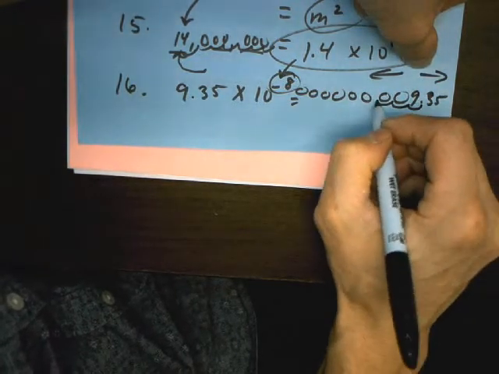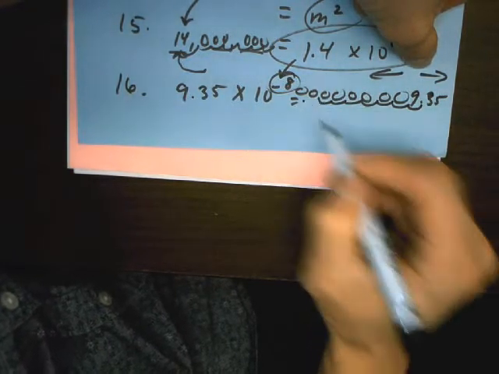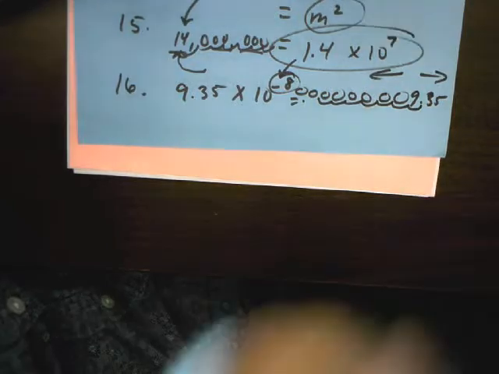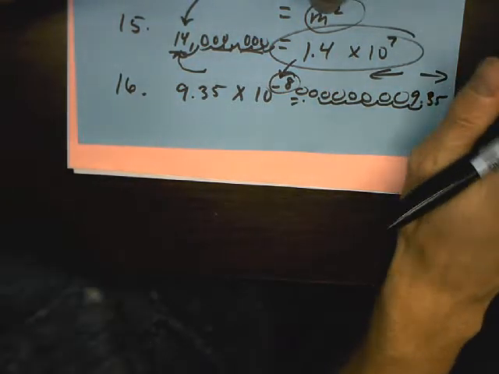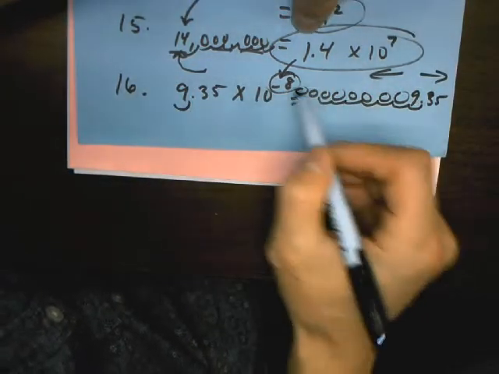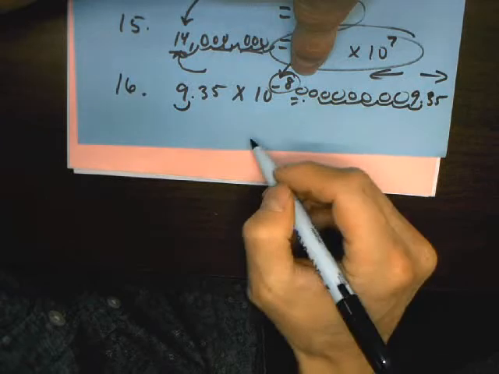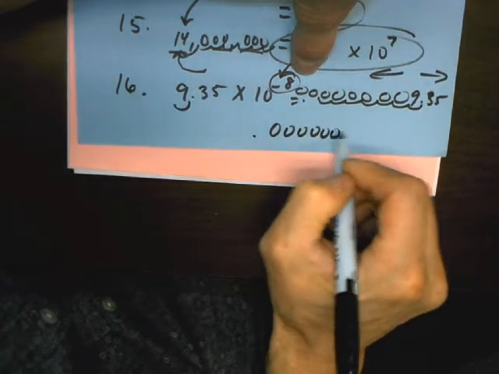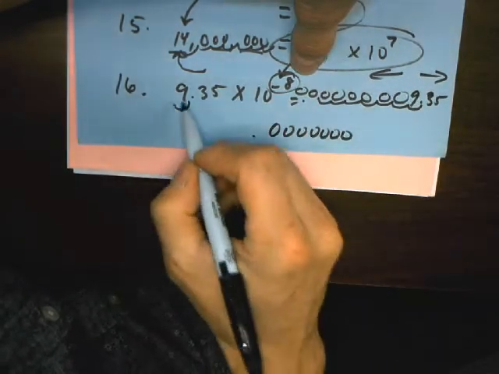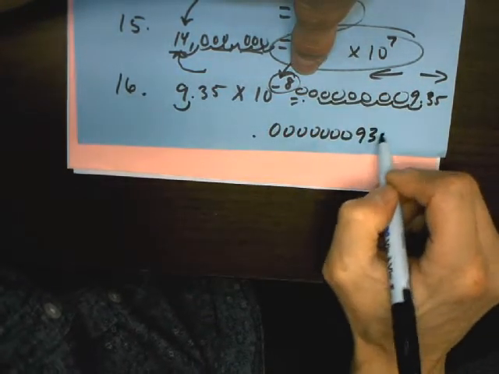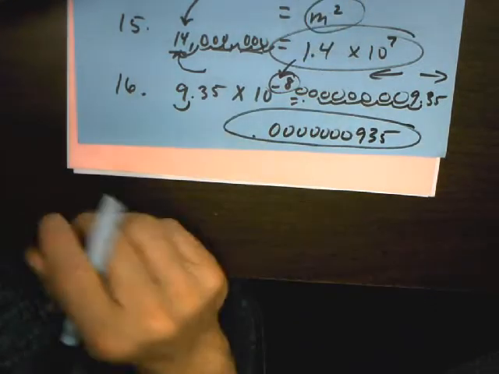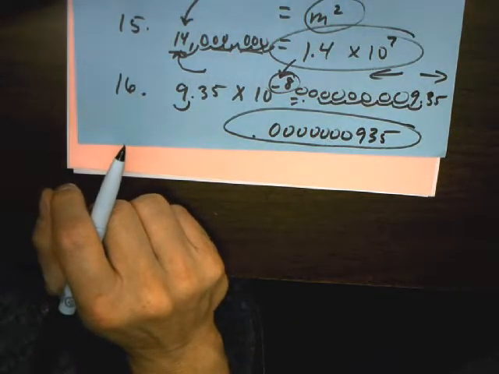So I go 1, 2, 3, 4, 5, 6, 7, 8. Now another way to think about it, a shortcut, for those of you that like to take shortcuts: you're going to move it 1 time, so there's one of them, so just add 7 zeros. So I go like this, 1, 2, 3, 4, 5, 6, 7, and then that last one counts for the 8, and don't forget the 35, and this is how we do it.